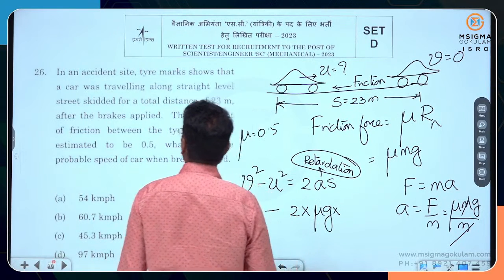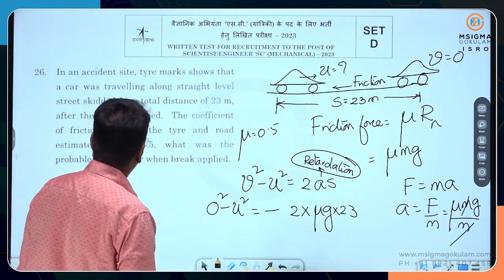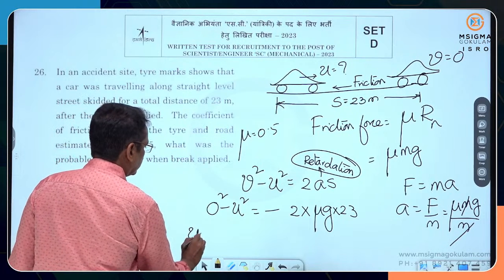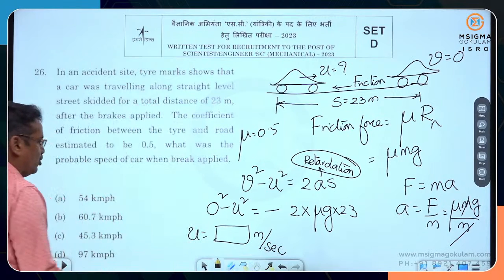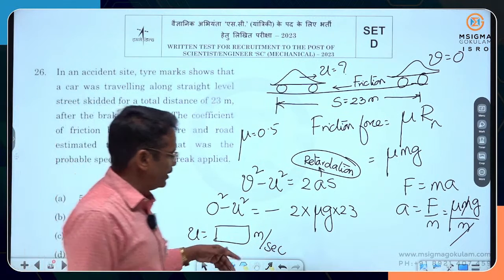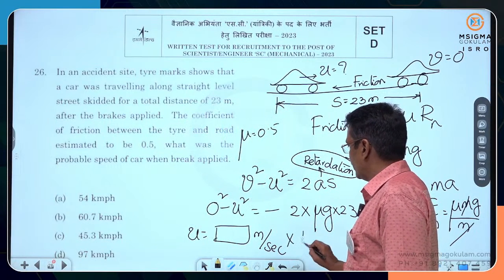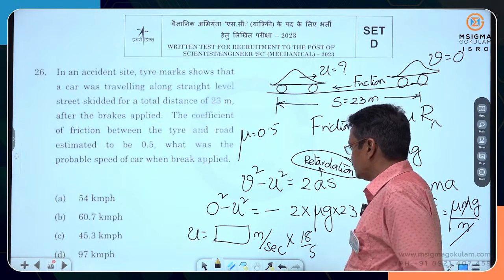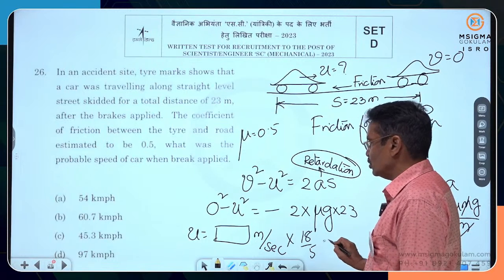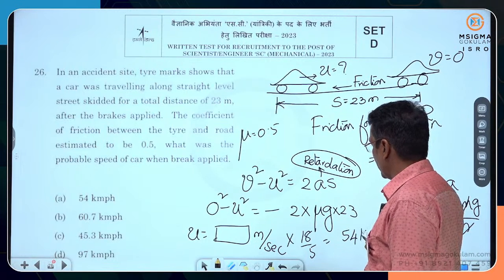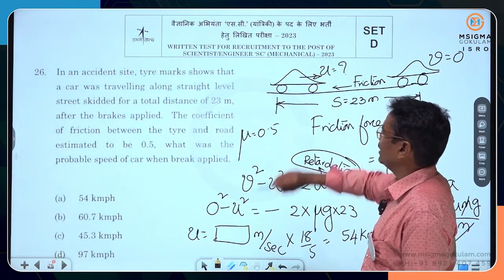What is the distance travelled there? 23 meters. Mu is given, g is 9.81, you may take, you will get the velocity in meters per second. But he has asked in kilometers per hour. How to convert meters per second into kilometers per hour? Okay, 18 by 5. So, you will get 54 kmph. That is the speed of the car when the brakes were applied.